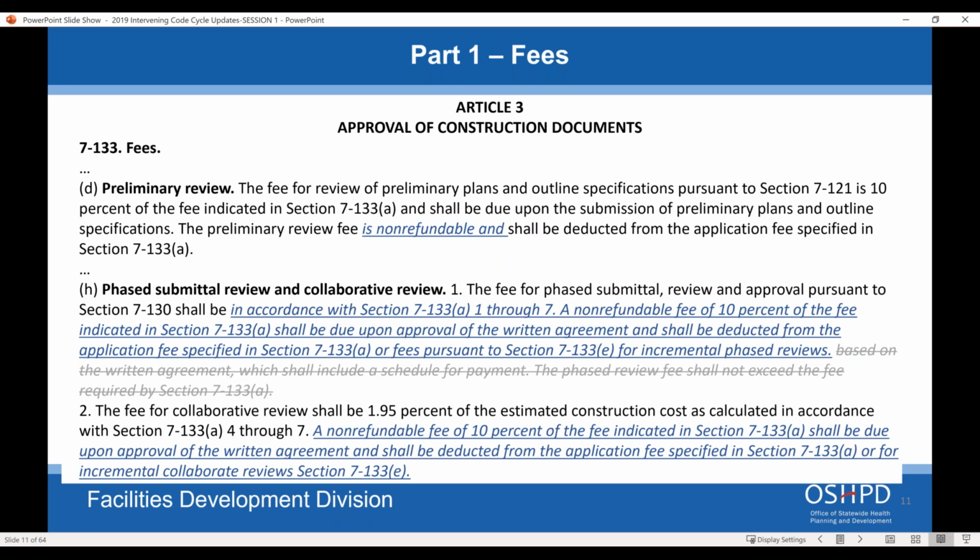And same with the collaborative review, it's a 1.9% fee for that. That, again, just 10%. These are phased plan review and collaborative review. This is just the difference in the percentage, and the 10% is non-refundable.